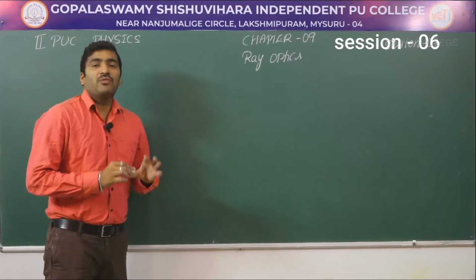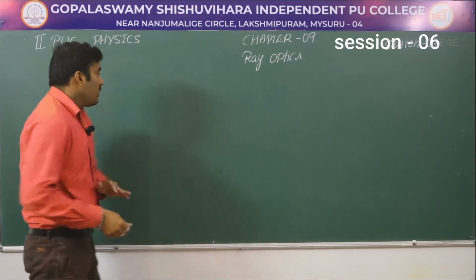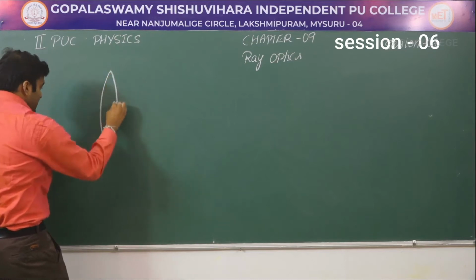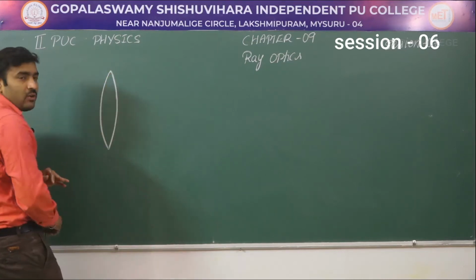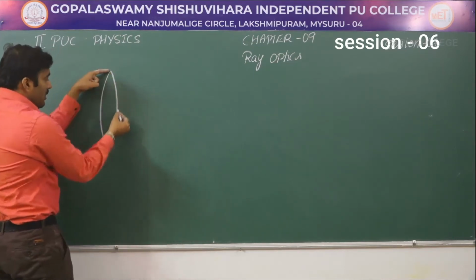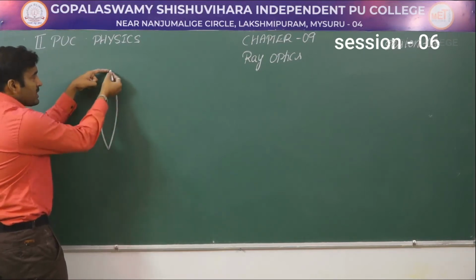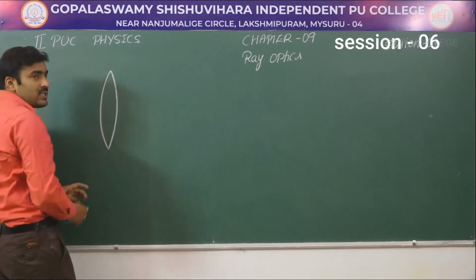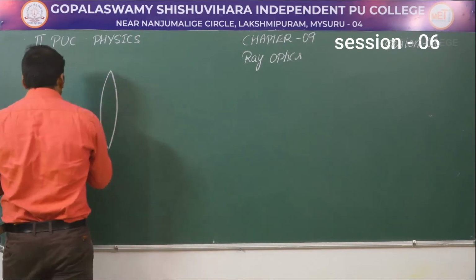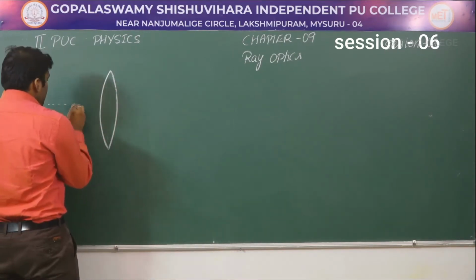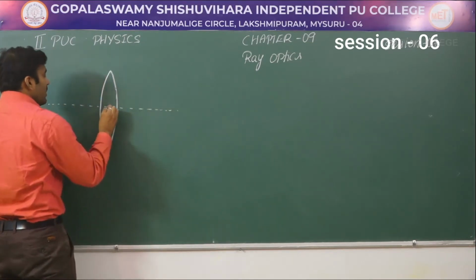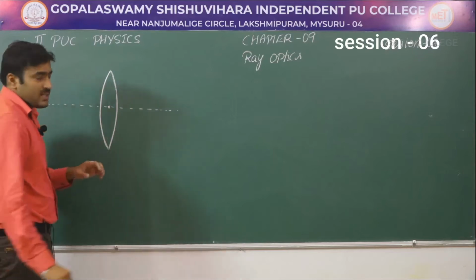First, let me consider a convex lens. Let us have an equiconvex lens. What do you mean by an equiconvex lens? The radius of curvature of this surface and this surface is the same. Then we call that an equiconvex lens. Let us draw a principal axis for this. This is a principal axis and somewhere here we have an optical center.